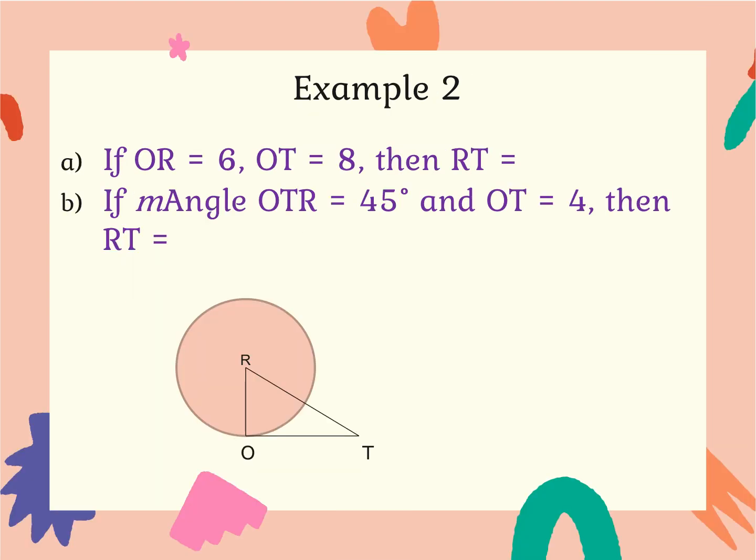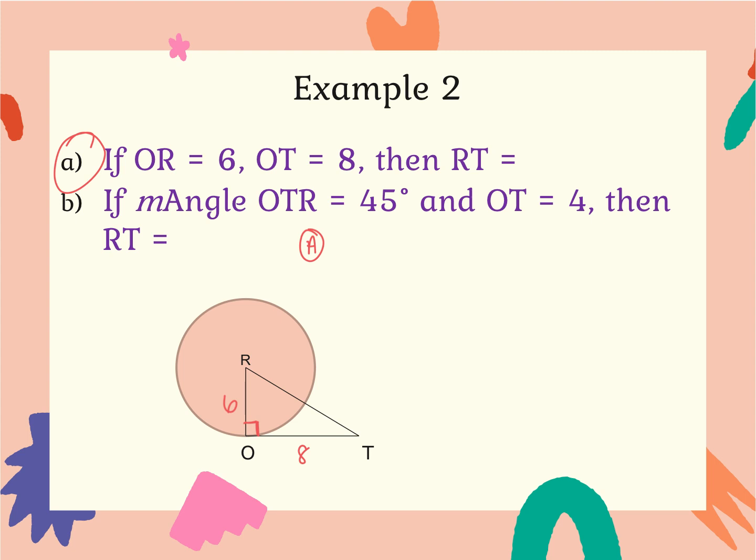All right, looking at this example, I'm going to go ahead and do A in red. It says, if OR is 6 and OT is 8, then find RT. This right here, there's a tangent line and there's my radius. Is this a right triangle? Yes or no? Yes, it is. Okay, here is my right angle. How do I find RT? How would I find this? What are we going to use to solve for this?